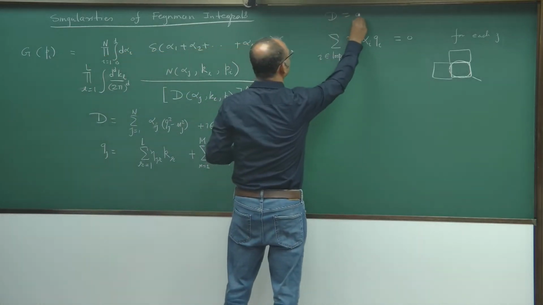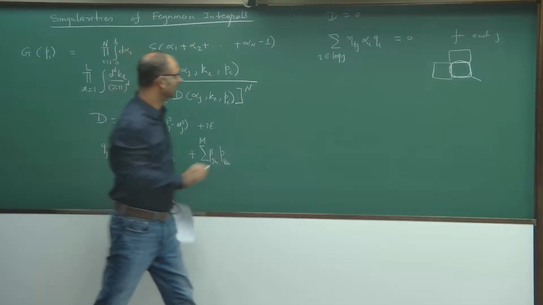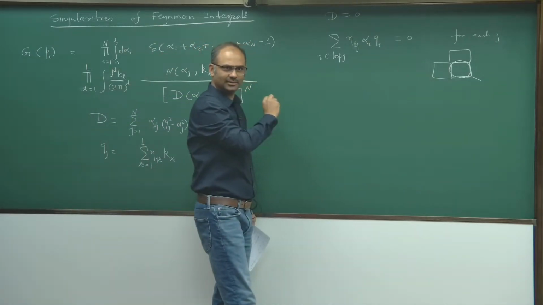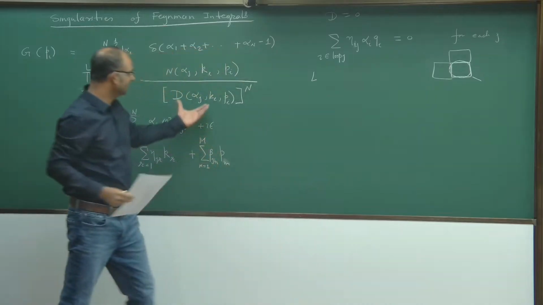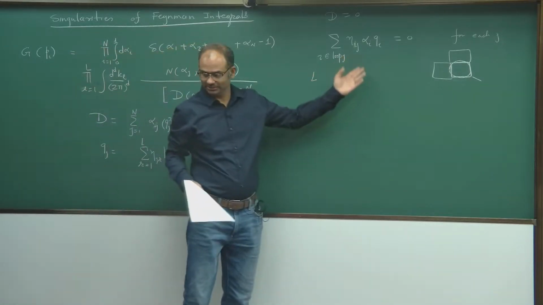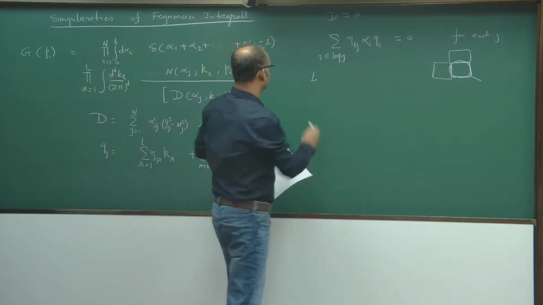d equal to 0, and these together form what is called the Landau equations. Did I mention that last time? No. The denominator being 0, together with these conditions being satisfied, are the Landau equations.